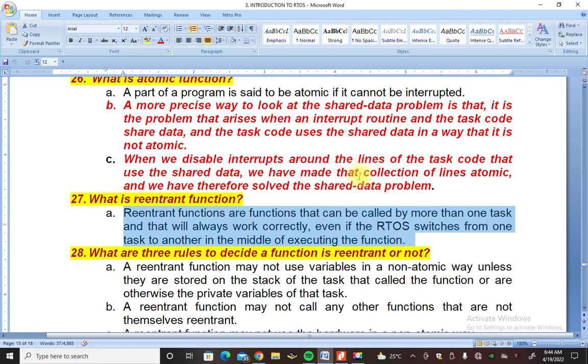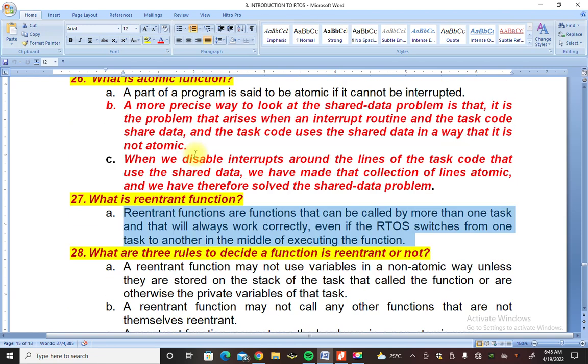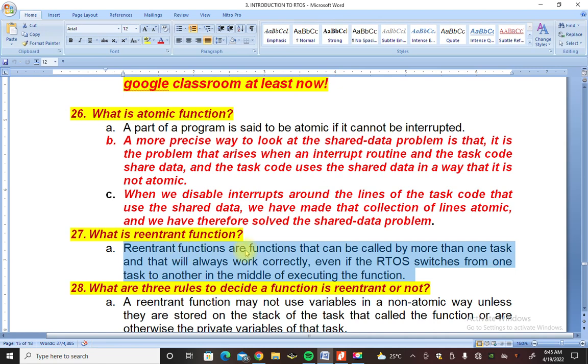Atomic means which cannot be interrupted, but reentrant function means those functions which can be called by more than one task, and that will always work correctly even if the RTOS switches from one task to another in the middle of executing the function. So two functions, right? Atomic function and reentrant function, which we need to remember when we talk about operating systems.